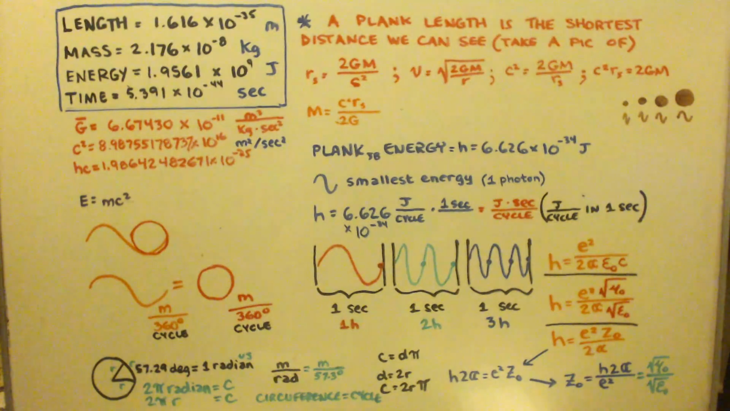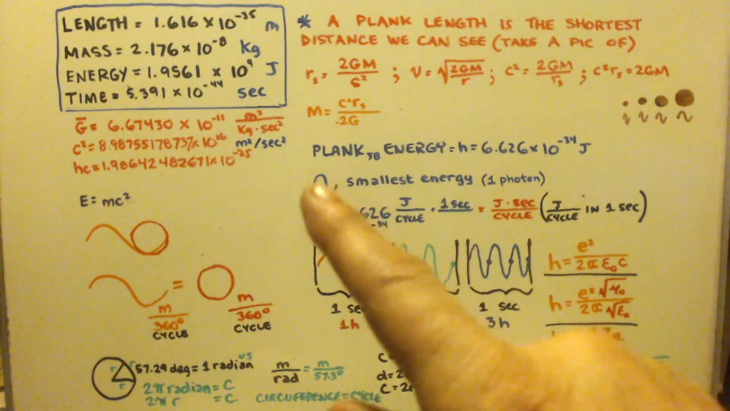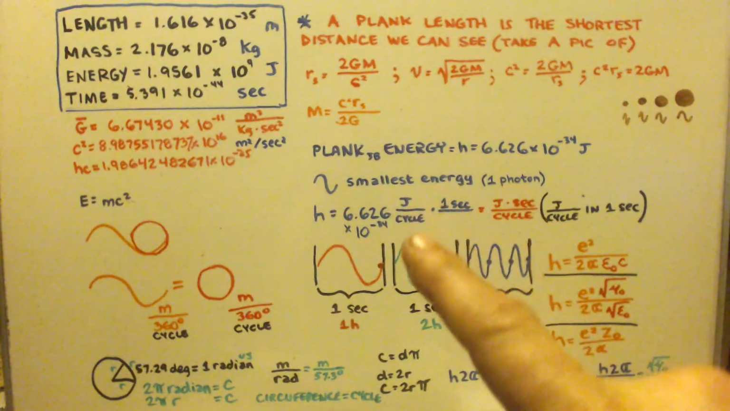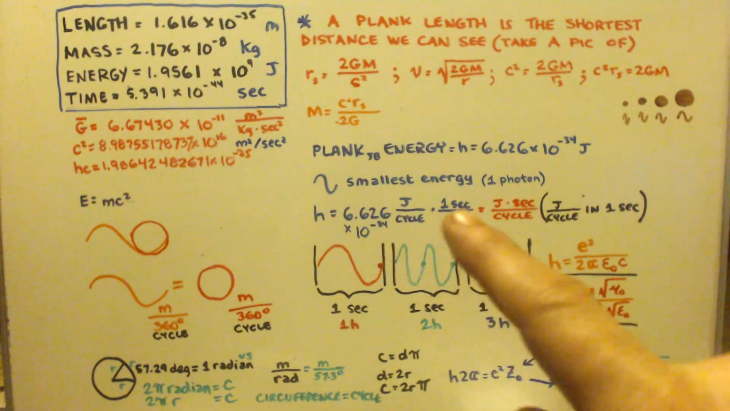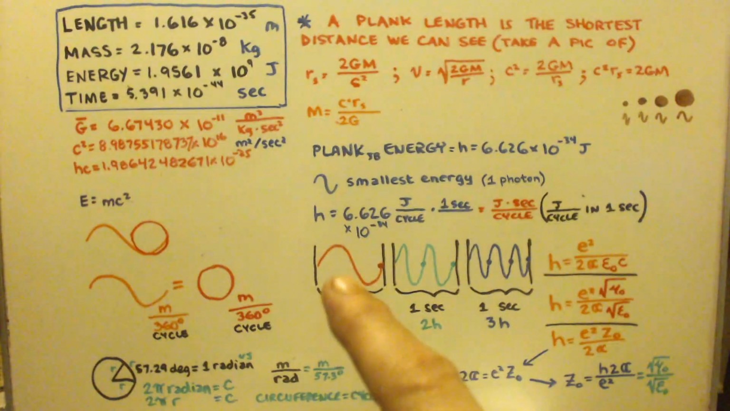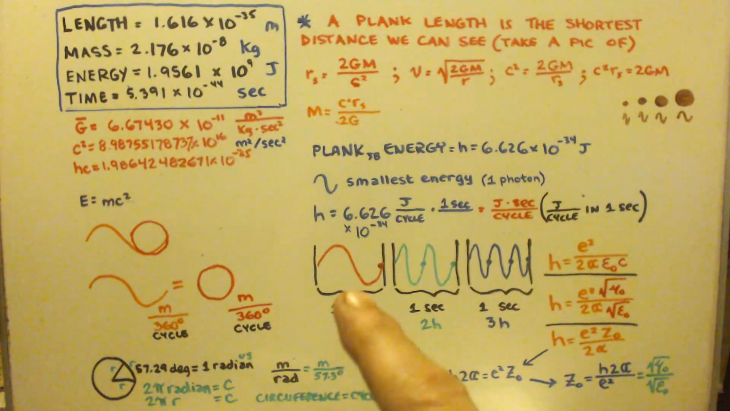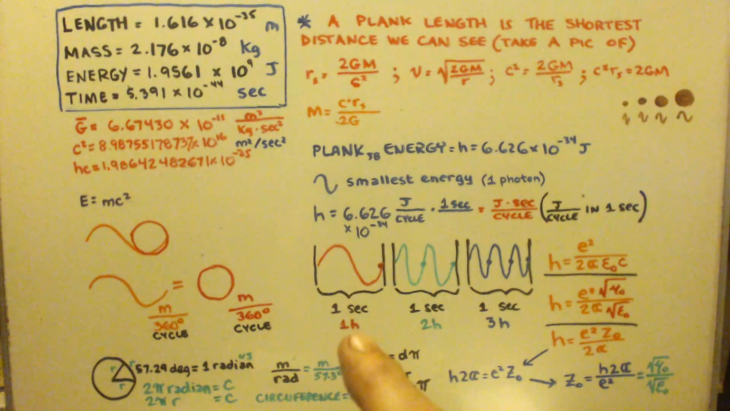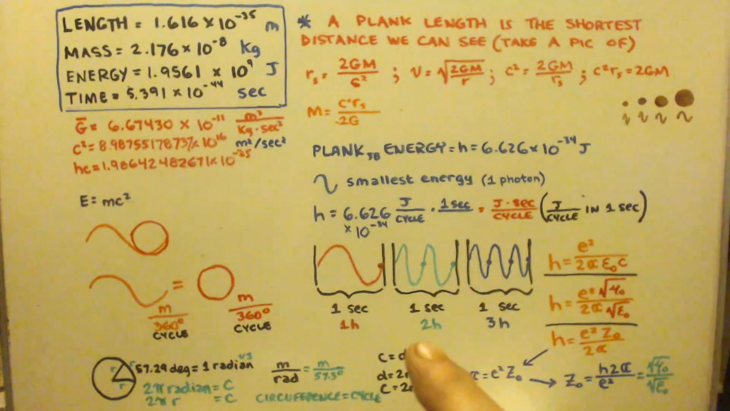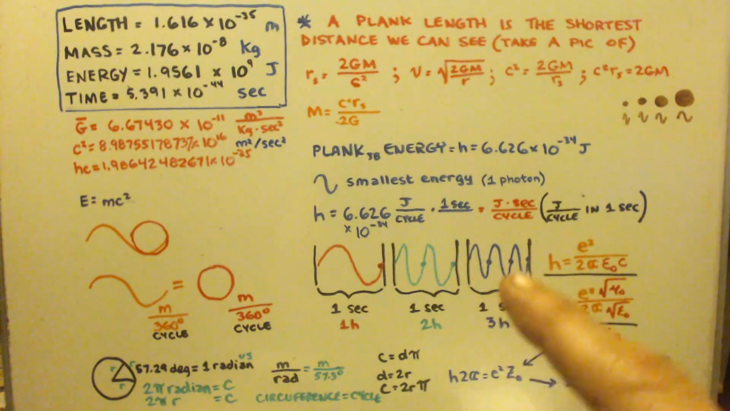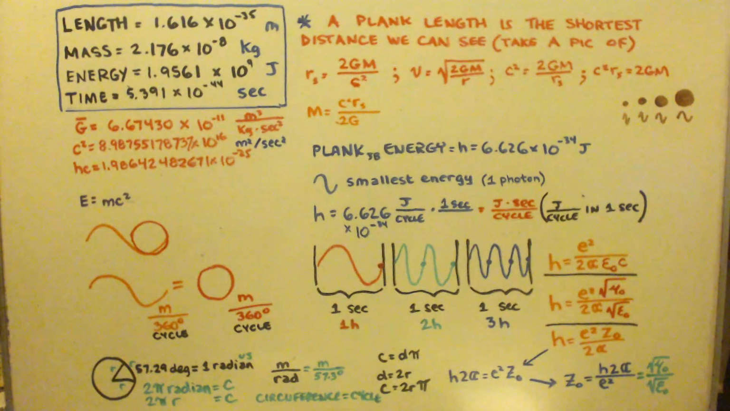Why do I say this is the lowest, smallest energy? Because it's one cycle. What does Planck's constant say? It says you get this amount of joules for every cycle in a second. So if you have this, and this is a second, how many cycles do you have? One cycle. So you have 1 h of energy. Here you have 2 cycles, so you have 2 h, twice as much energy. Here you have 1, 2, 3 cycles, you get 3 h of energy.